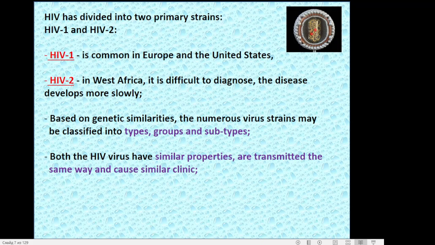It is subdivided into two primary strains, HIV-1 and HIV-2. HIV-1 is common in Europe and the United States. HIV-2 is mostly spread in West Africa and is difficult to diagnose because it produces disease that develops more slowly. Both viruses have similar properties, are transmitted the same way, and finally cause a similar clinical picture.